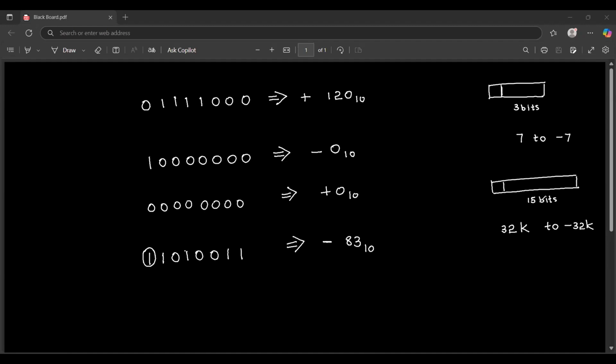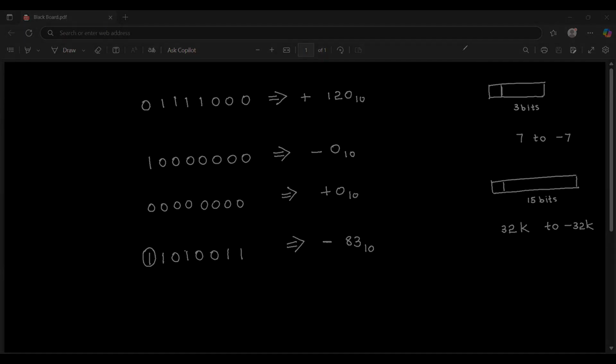So as the bits increase, you can increase the range of numbers represented, but at the same time, the arithmetic circuits also get more and more complex. That's what I wanted to say. Cool. I'll see you in the next video with one's complement and two's complement. Stay tuned.